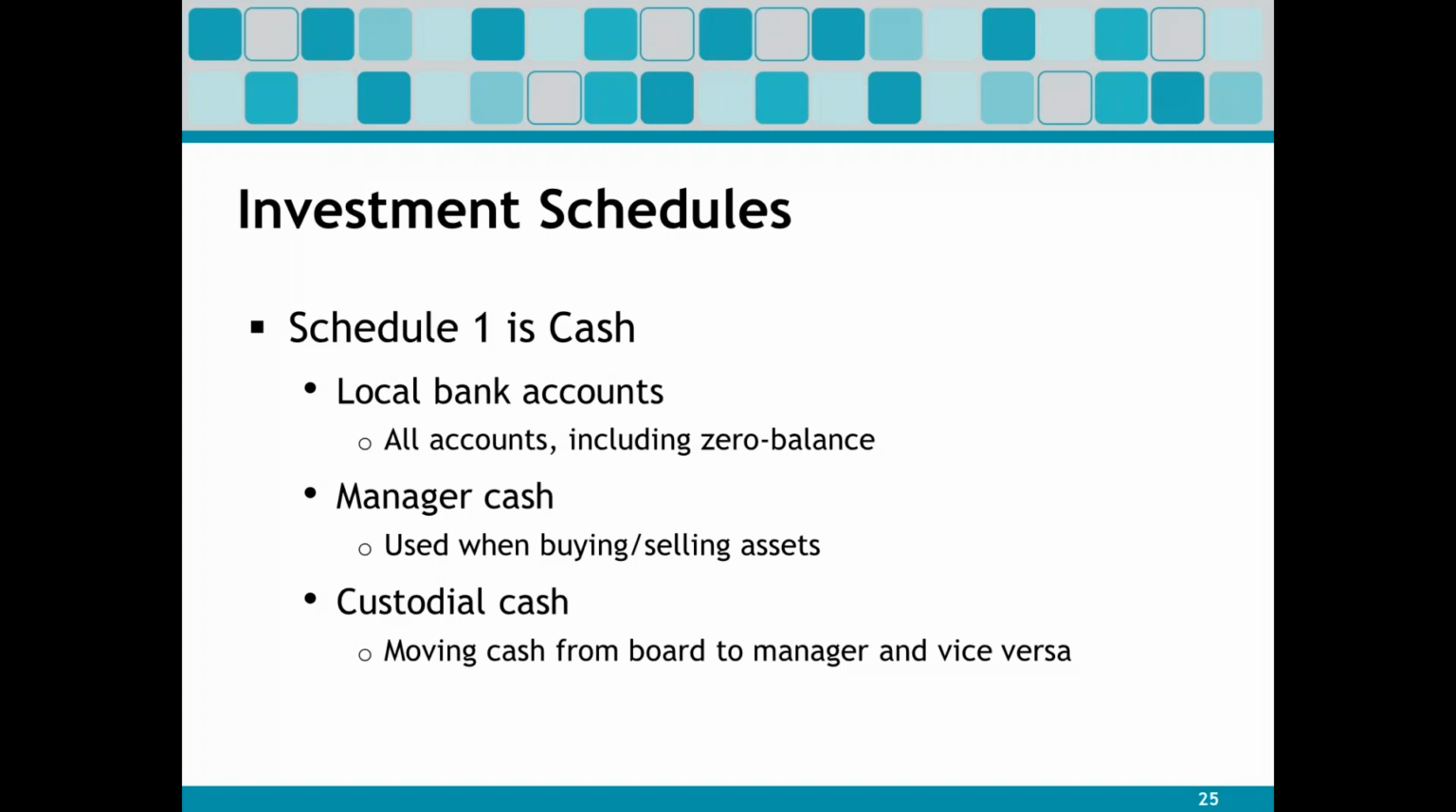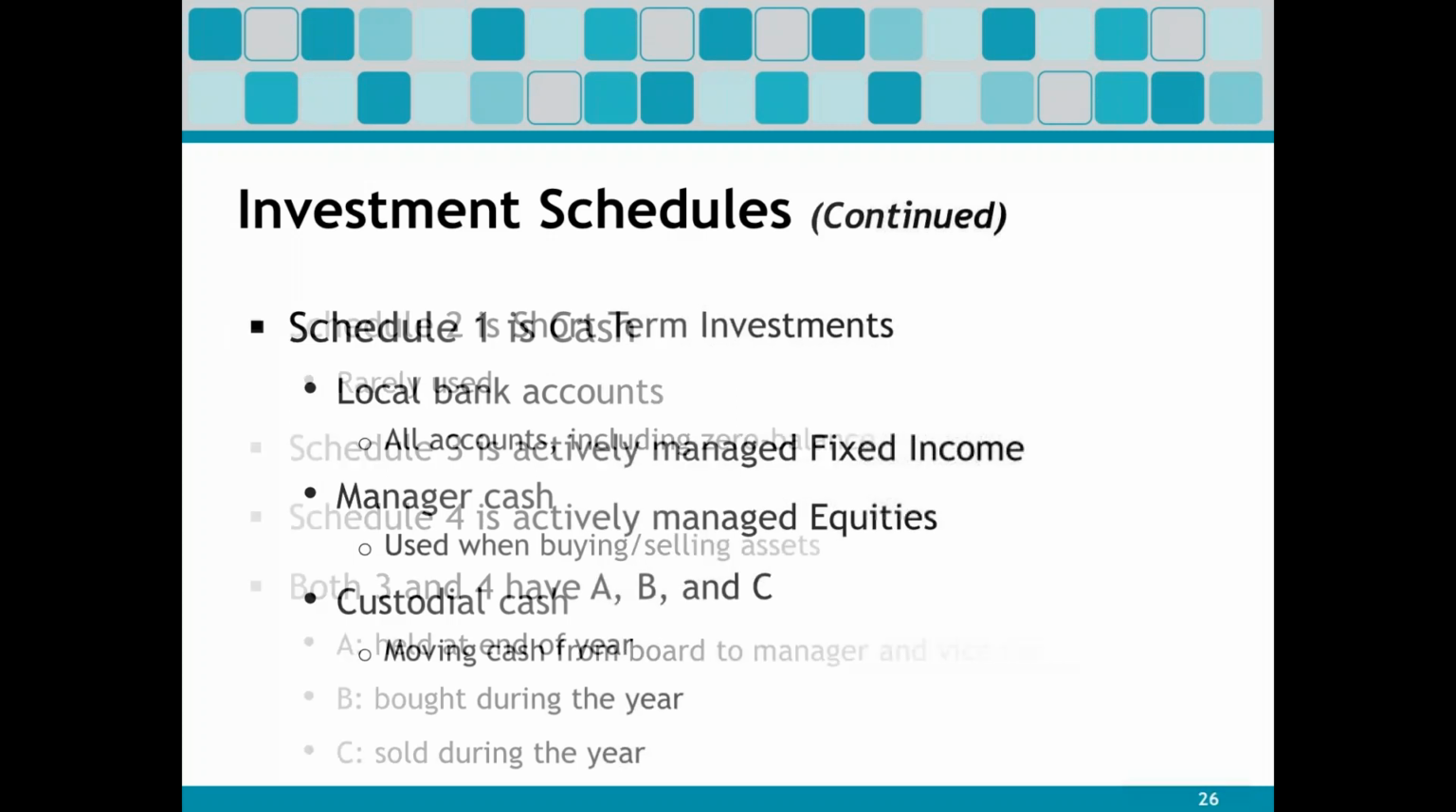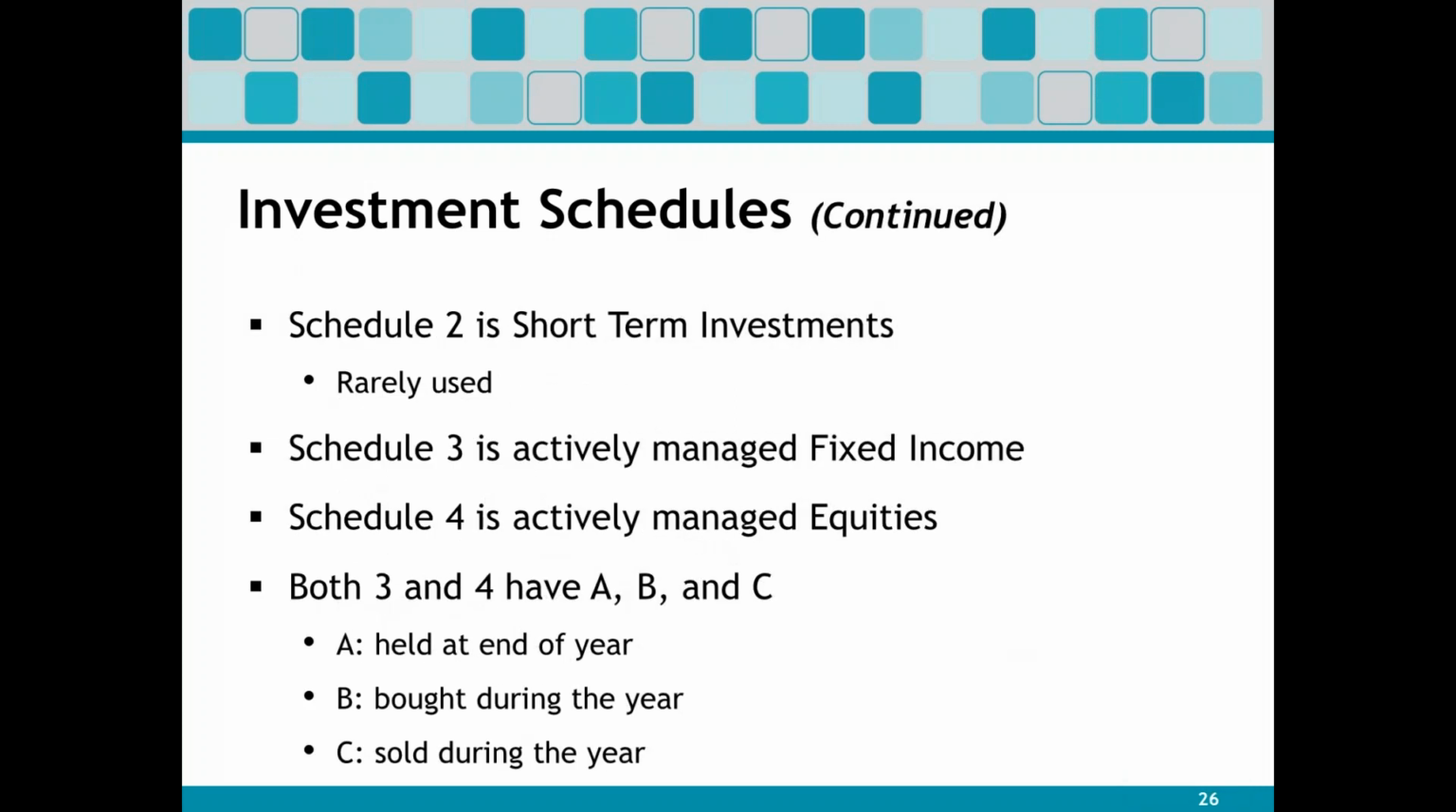If you have managers who are actively buying and selling assets, they're going to have cash accounts set up. Generally, the custodian is tracking those, and the custodian itself will also have some cash accounts for transferring money back to you or for you to send it to the manager. Schedule 2, short-term investments. We'll see a handful of systems each year who do have something for 6 to 9 months, but not too many of you do have that.